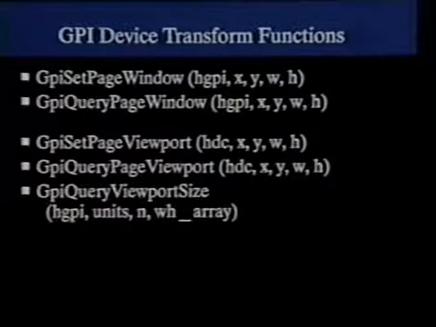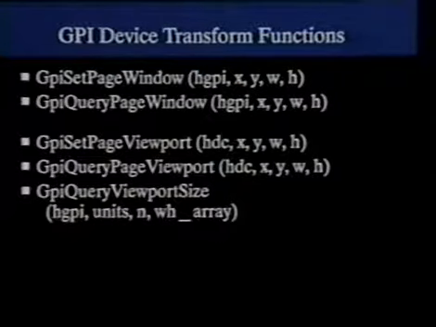When you want to set up the transform from the page onto the device, you can set up a window on the page, you can set up a viewport, which is on the device, if you will. Notice, for example, that the page window is contained within the presentation space, while the page viewport is actually on the device context itself. And you can find out what the current viewport size is.